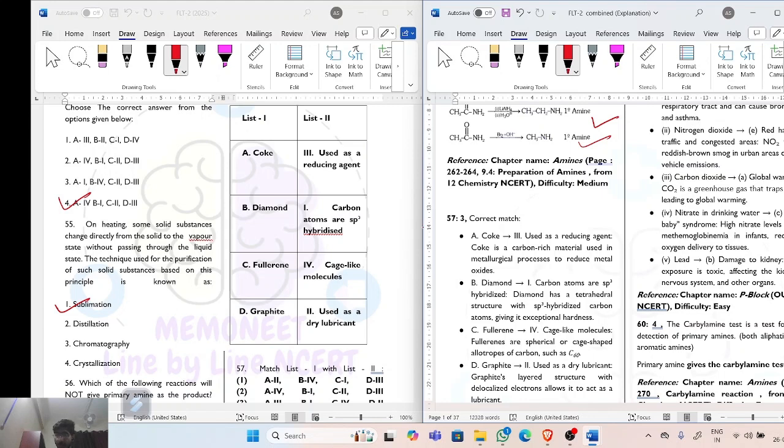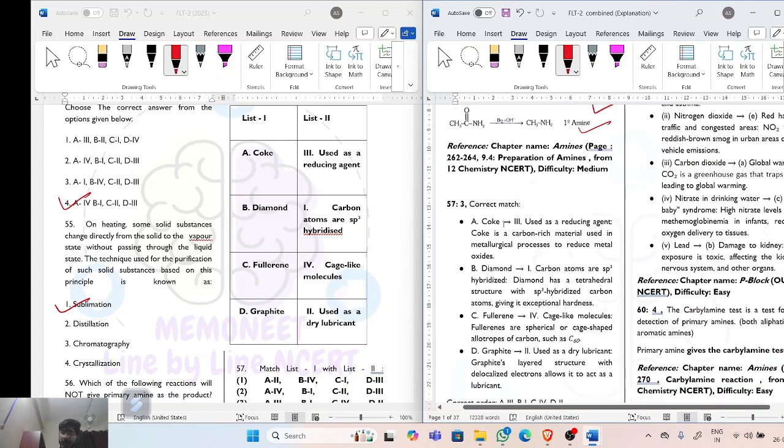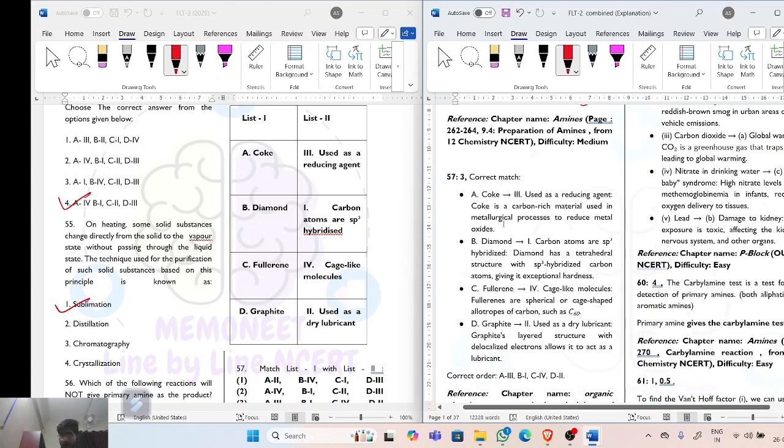Now we have fullerenes. Cage-like molecule. Fullerenes are spherical or cage-shaped structures of carbon such as C60. Cage shaped, or you can say they are arranged in a football-like manner. Now graphite, used as a dry lubricant. Graphite's layered structure with delocalized electrons allows it to act as a lubricant. So the correct option will be option number 3.